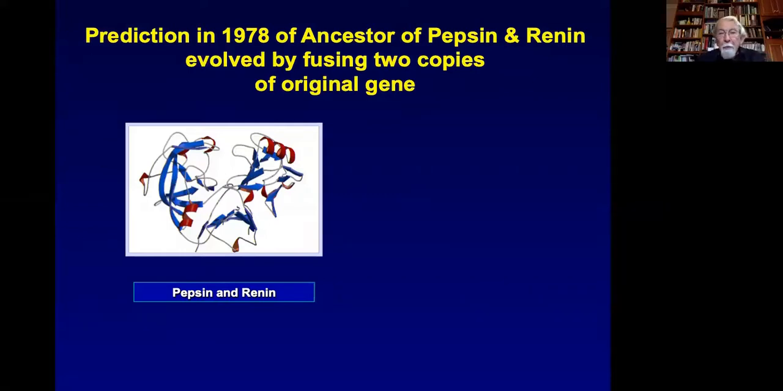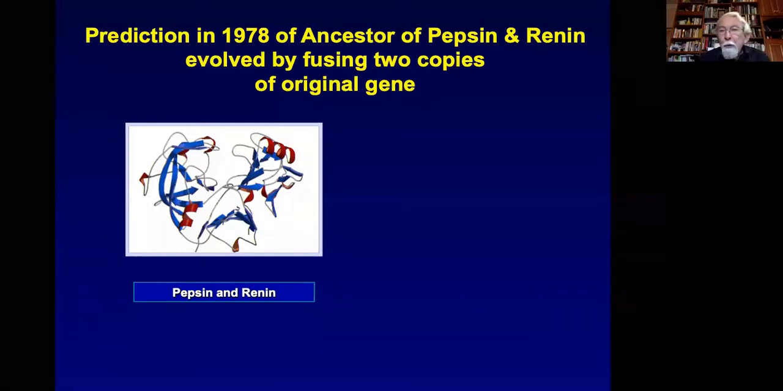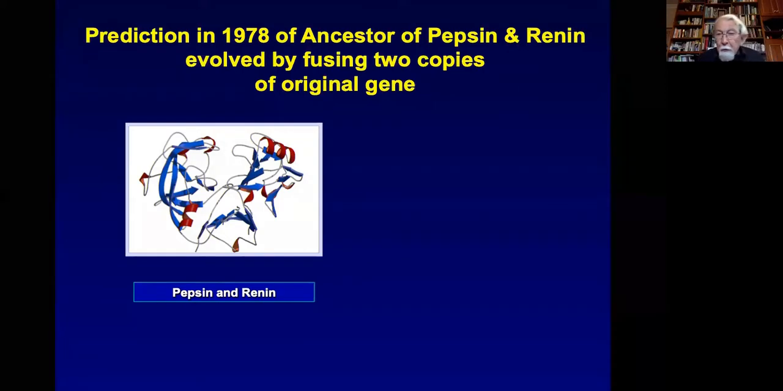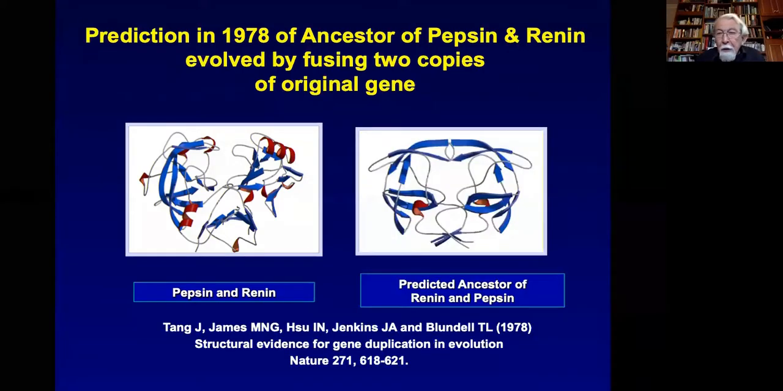I wrote a paper on evolution of pepsin while I was doing it, and realized that here on the left is pepsin and renin, they look very similar. And I suddenly realized that the two halves were rather similar. And I predicted there would be a molecule which had symmetry like this. And I wrote it up in Nature, so it's not just me dreaming about it. It was all written down in 1978.